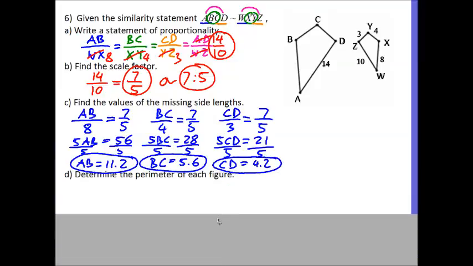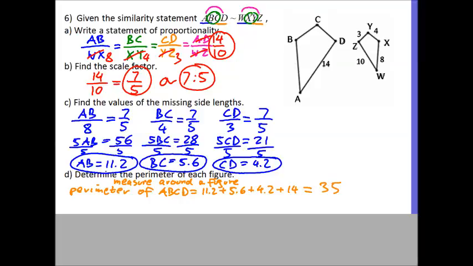Next, we're supposed to determine the perimeter of each figure. Remember, perimeter is the measure around a figure, going all the way around. So, what is the perimeter of ABCD? We have AB, which is 11.2, plus BC, 5.6, plus CD, 4.2, plus, let's not forget, AD, which we already had, which is 14. Adding the four sides together, we get 35.